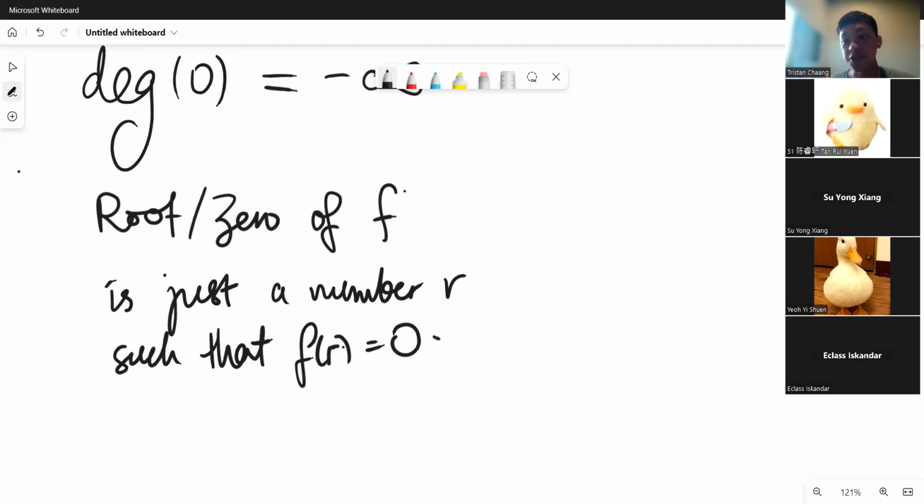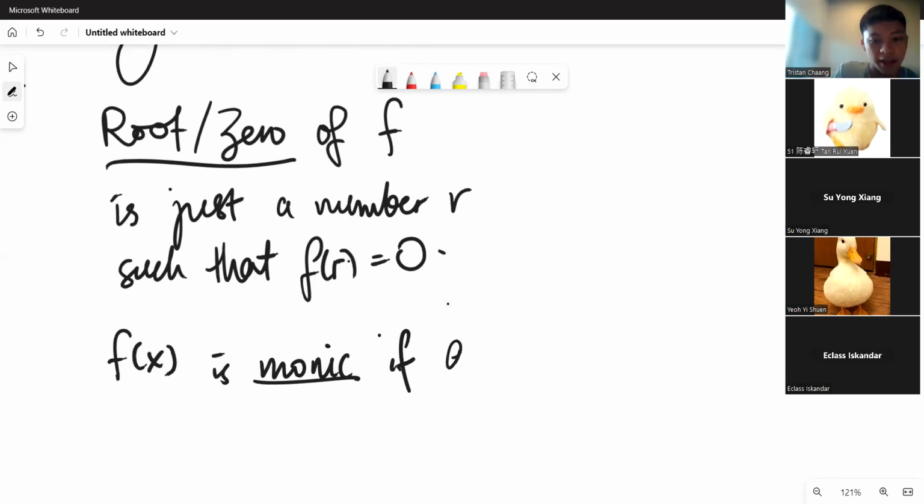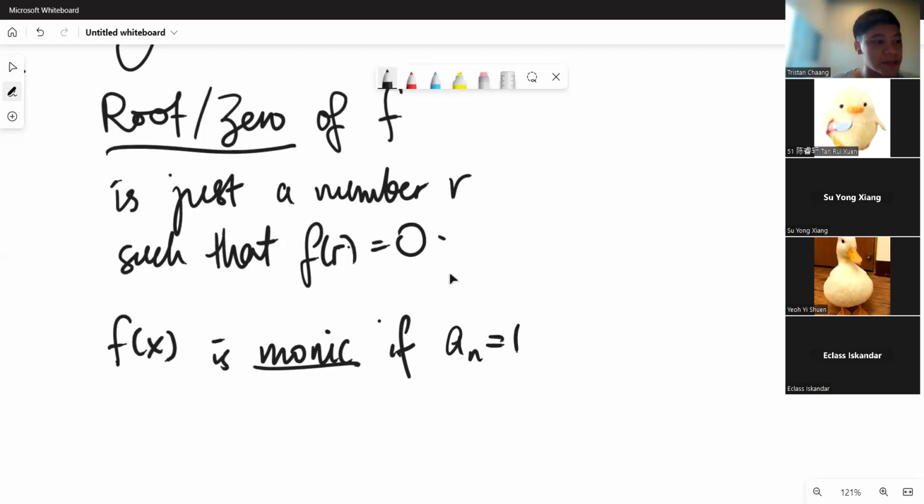So it's basically the solutions to f(x) = 0. And also, a polynomial f(x) is monic if a_n is 1. Because it turns out if the first term has coefficient 1, a lot of things will be nicer, as you'll see afterwards. So we give it a special name.